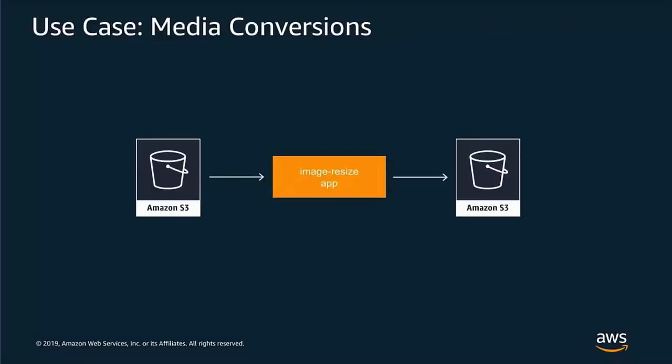Another example is media conversions. Here we have an image resize app that triggers off of objects placed into one S3 bucket. It performs a resize operation and puts it into another S3 bucket. This could be used for thumbnail generation, for example. You can do other conversions on images like blur effects or other effects. However, there are other media conversions that can be done as well. You could have apps that change documents from one format to another, for example, Markdown to HTML.